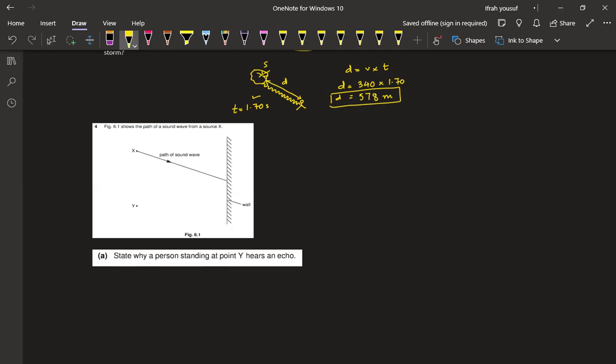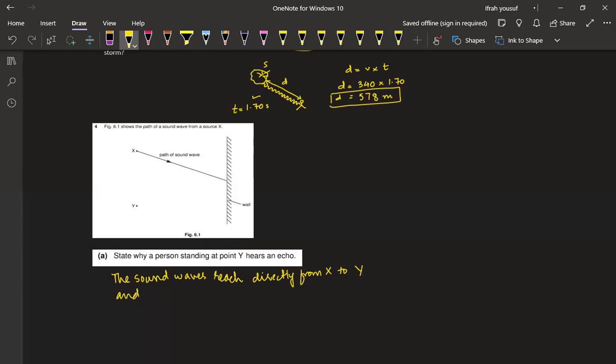Okay, देखो echo का मतलब ये होता है कि one sound after another sound, right? One sound after one sound. Clear? ठीक है. तो हो क्या रहा है कि the sound waves reach directly from X to Y. The sound waves reach directly from X to Y, right?